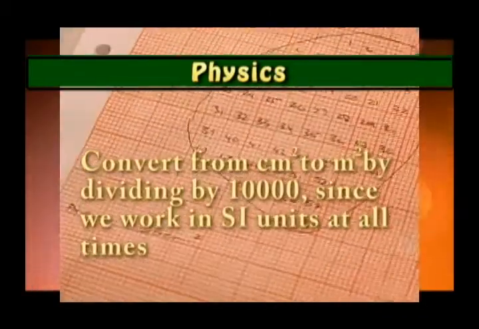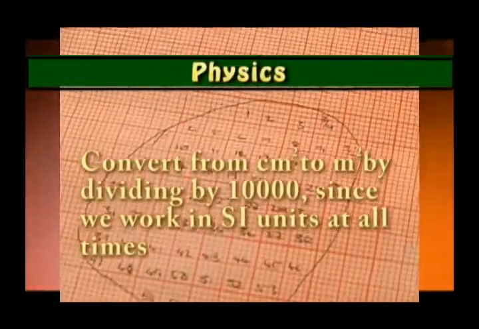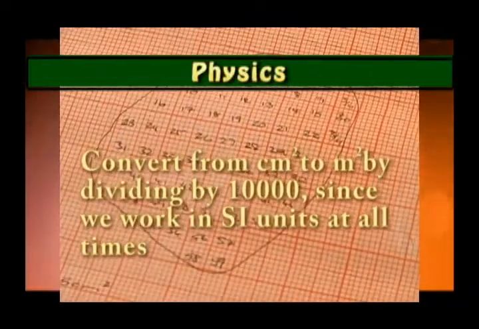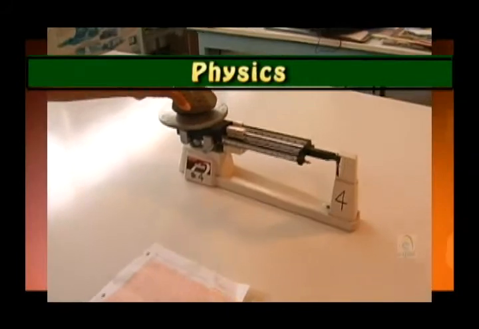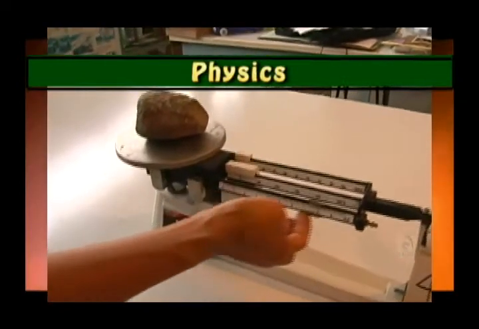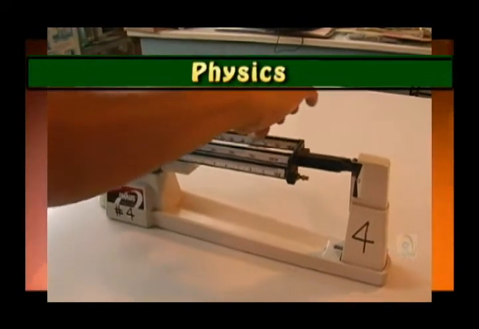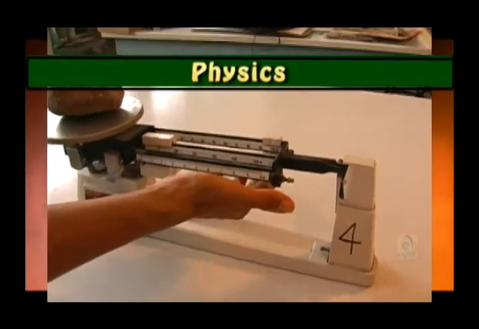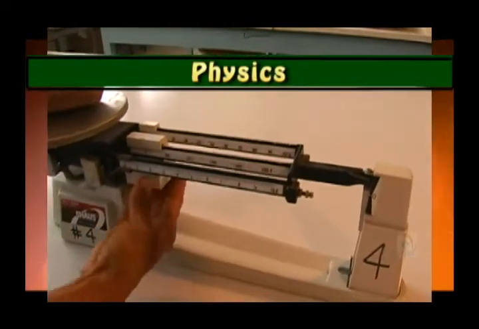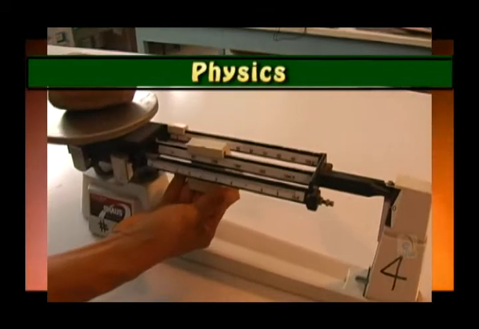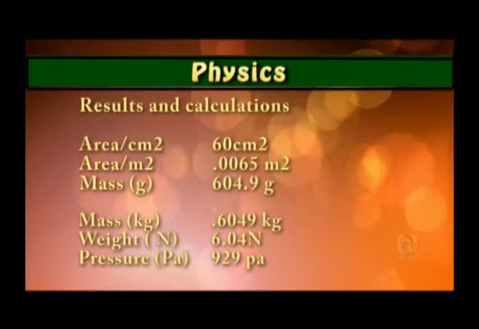3. Convert from centimeter squared to meter squared by dividing by 10,000, since we work in base units at all times. 4. Measure the mass of the stone using the triple beam balance. Convert mass from grams to kilograms by dividing by 1,000. 5. Calculate the weight of the stone using weight equals mass times gravity, or W equals mg. Results and calculations: see table.